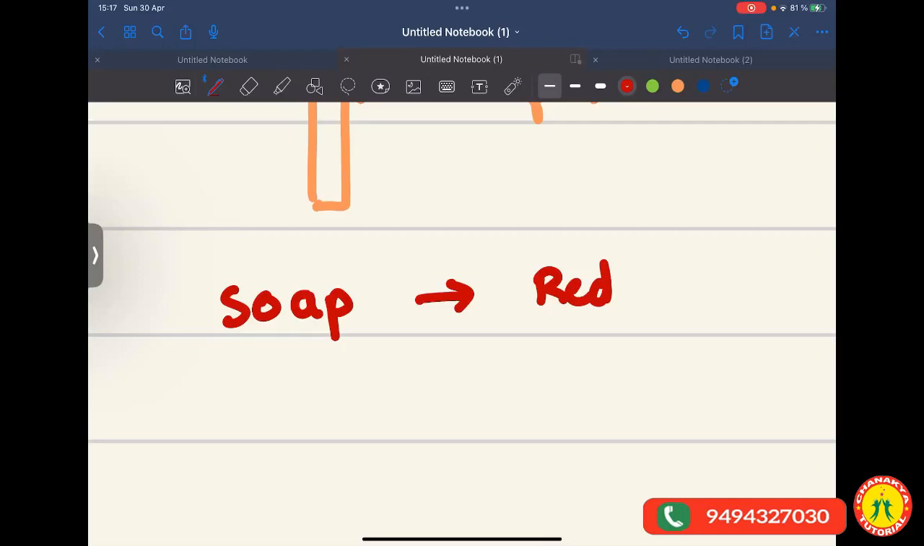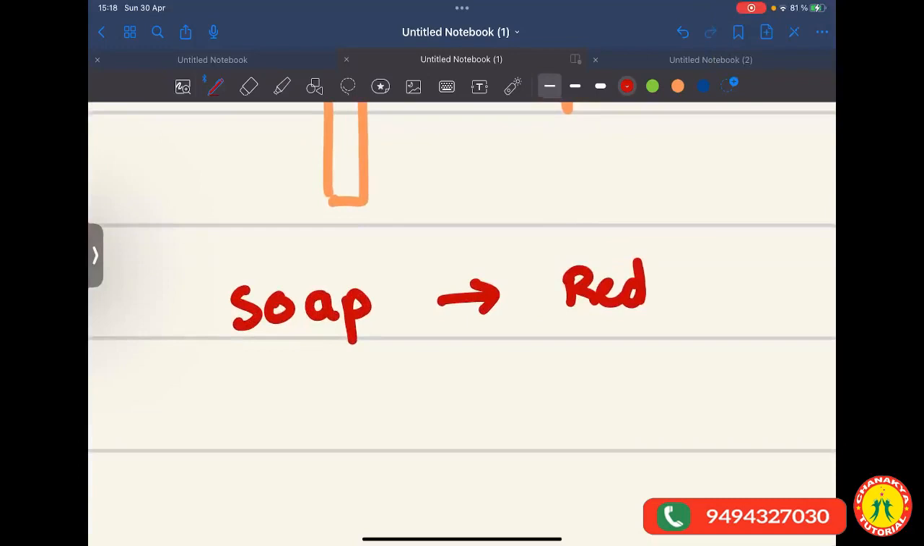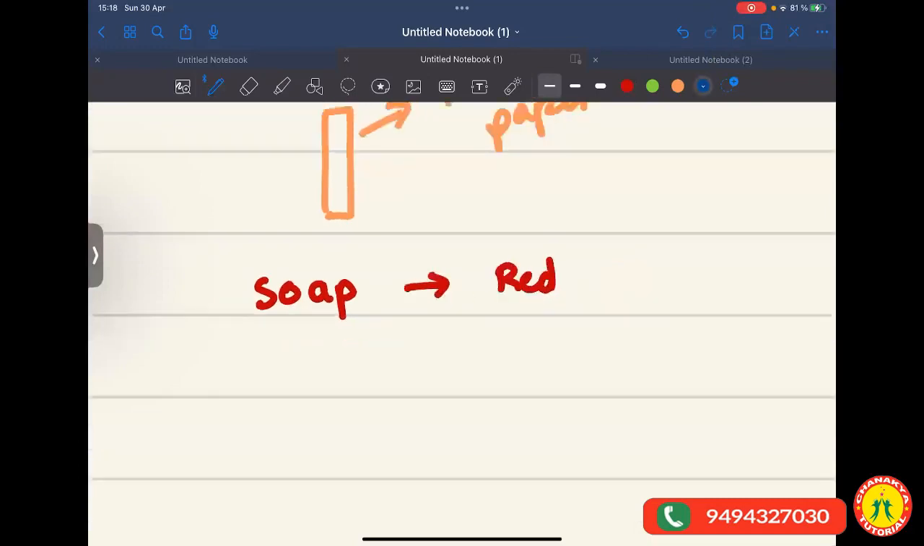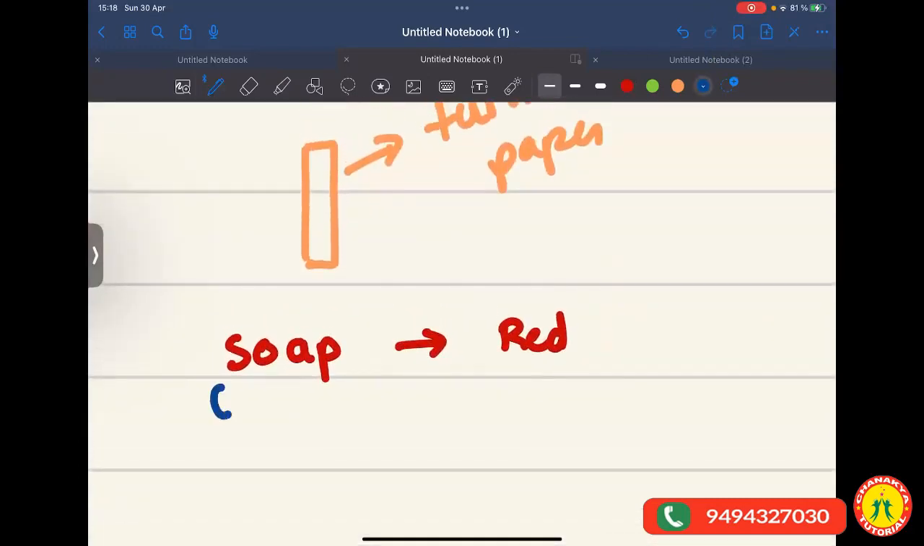Tell me. Ma'am, because it's made up of glycerin. No. What I'm asking is, is soap acidic or basic? Ma'am, I'm thinking basic. Basic. Right. So, Anubhav, correct yourself. Soap is basic in nature. It is not acidic.